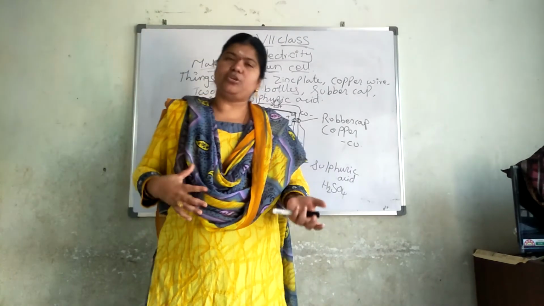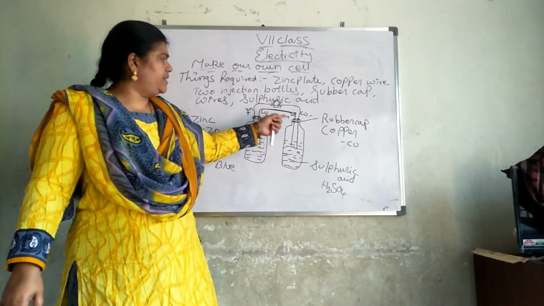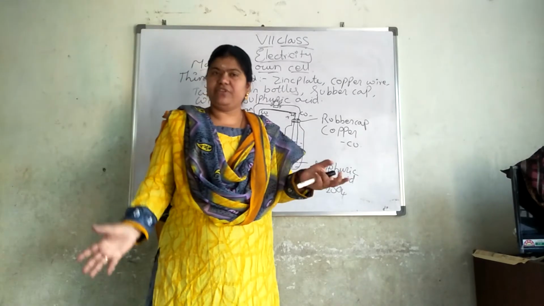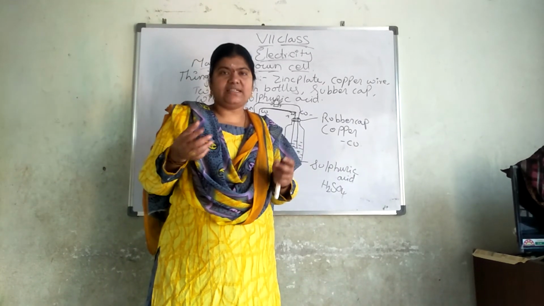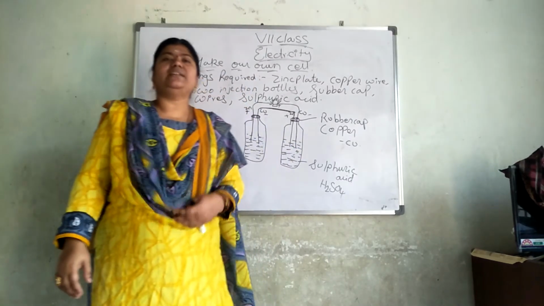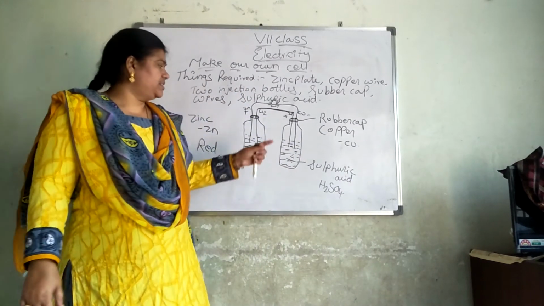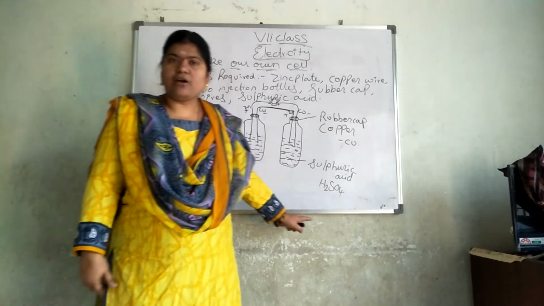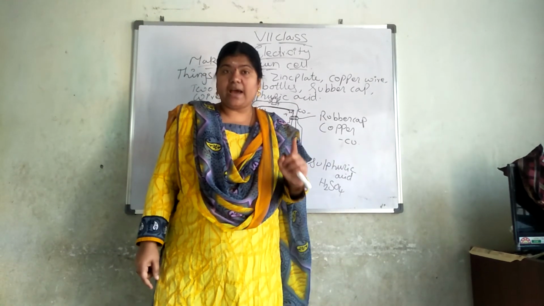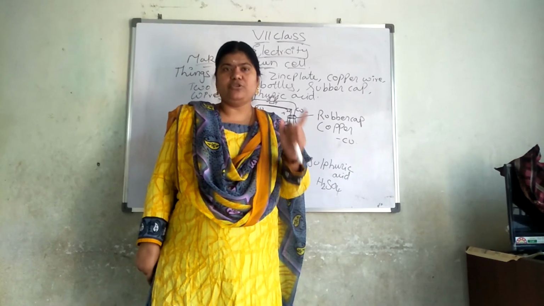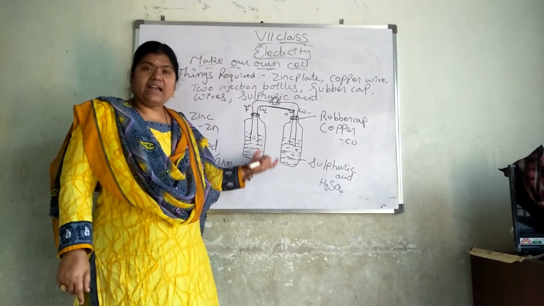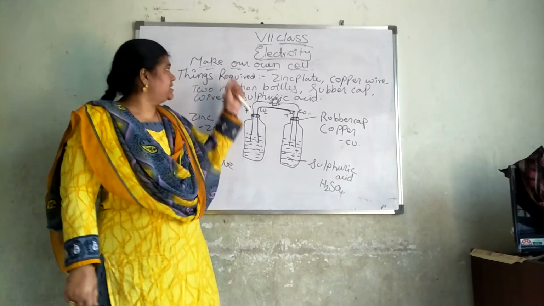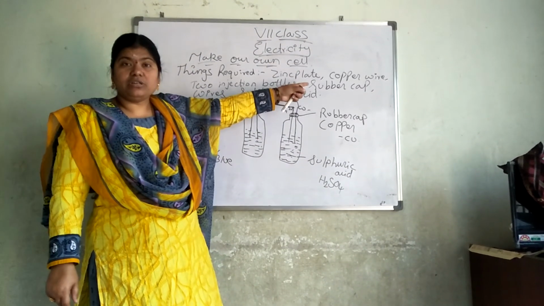I hope two injection bottles, zinc plate, copper wire and a bulb will be present in your house. What is necessary is sulfuric acid. If you can get sulfuric acid, you can try this experiment in your house with the guidance of your parents. Did you understand? You can take the help of your parents and try this experiment, and if the bulb glows, you can say that you made your own cell.